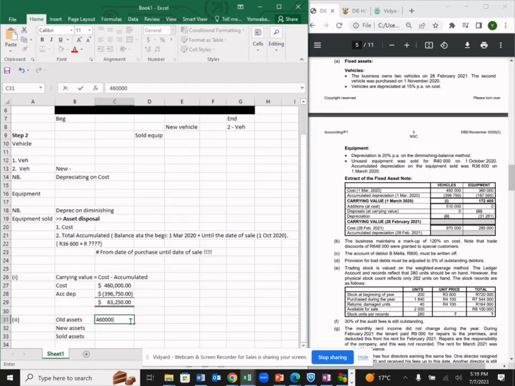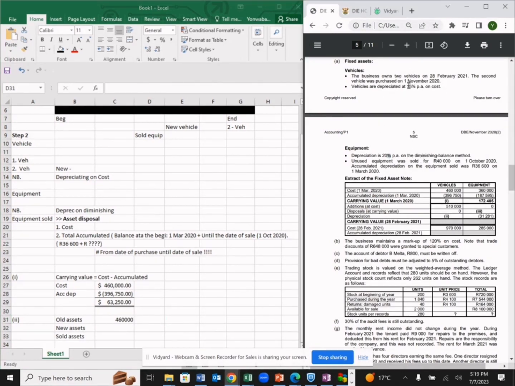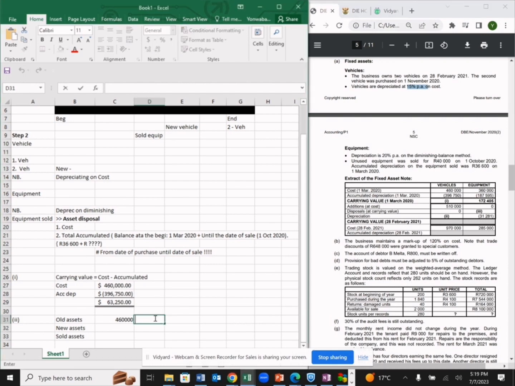460,000. Right? That's a cost. So they're saying that is it cost? 15% on cost. And agree with me, the assets were in this business for 12 months. So there's no prorata that we're going to need. So we're going to say it is equal to 12 over 12. Is it 1? Okay, prorata.